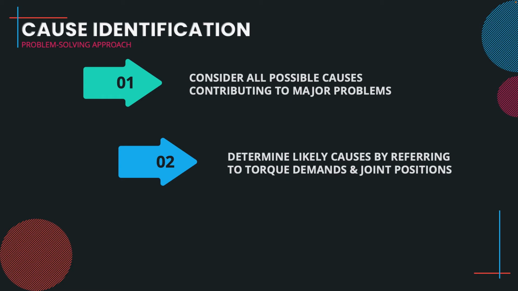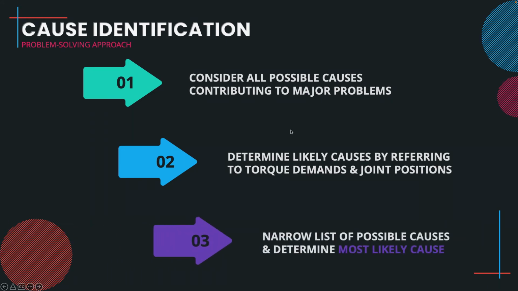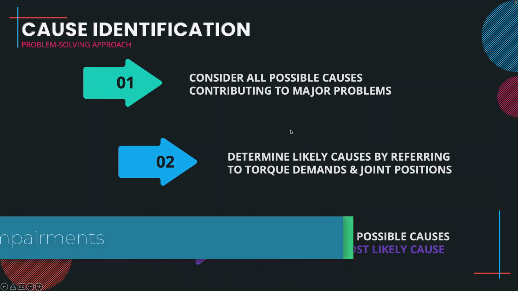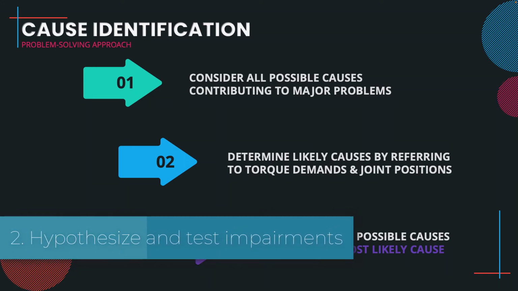And so I'm going to have to go through and test muscle strength, dorsiflexion range of motion, and spasticity. And we're going to narrow down the list of possible causes and determine the most likely cause based on the results of our testing.